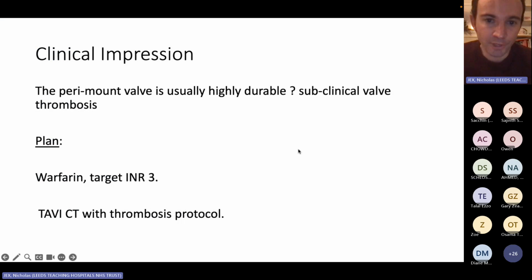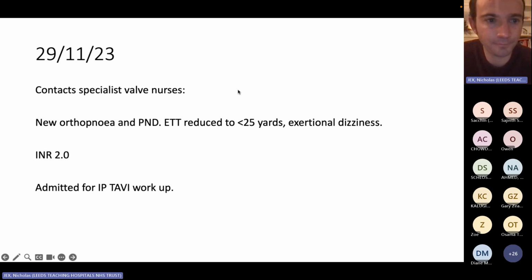So the impression of the consultant who saw the patient in Valve Clinic was that the Perimount valve is usually highly durable, and therefore that this was potentially going to be subclinical valve thrombosis and less likely to be structural valve degeneration. So the plan was to initiate the patient on warfarin with a target INR of 3 and to arrange a TAVI CT with a thrombosis protocol. So the suspicion in this case was of a valve thrombosis, and the plan was for a TAVI CT in the first instance in addition to the warfarin.